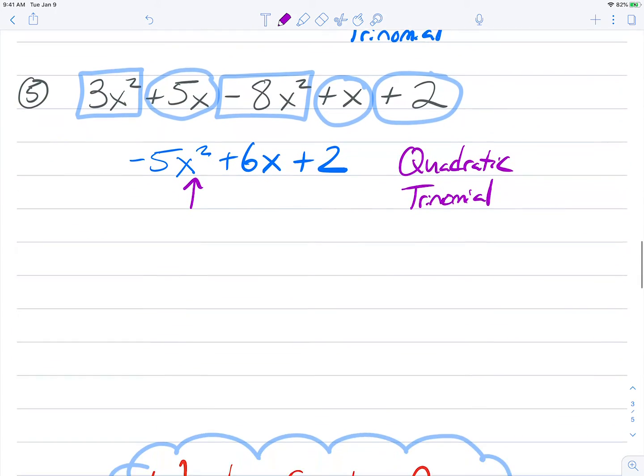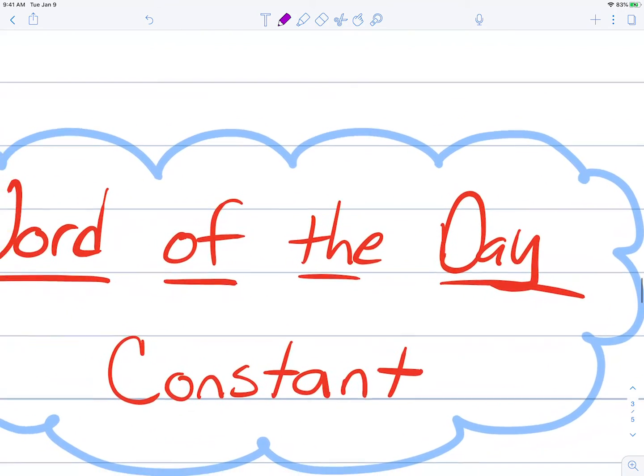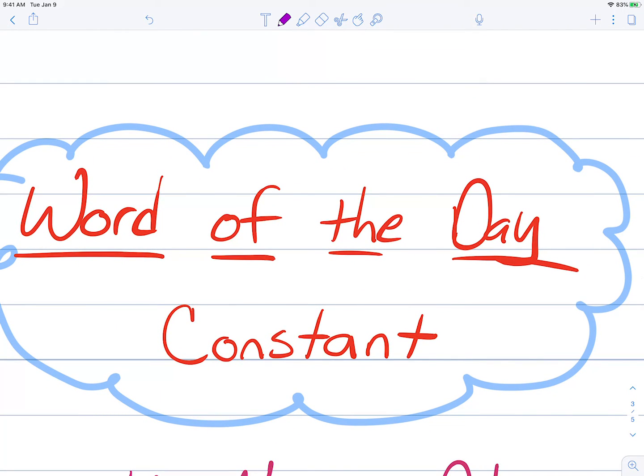So your word of the day is constant. Remember that a constant does not have a variable. It is just a number all by itself. Any number works, plus or minus, decimals, fractions. Word of the day is constant. So write that down because you will be writing that in your turn-in form.